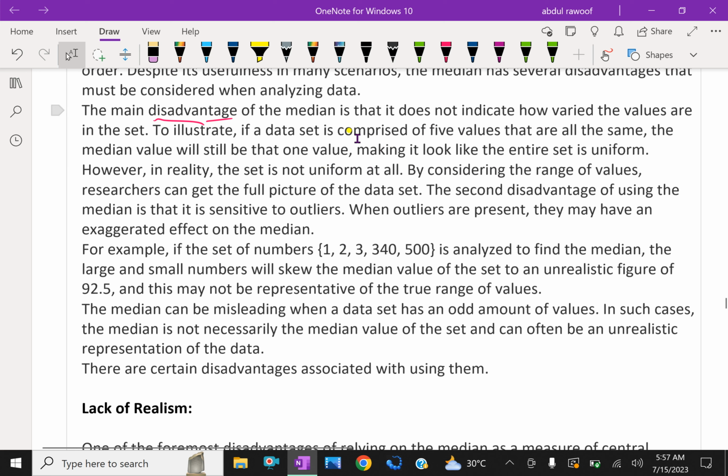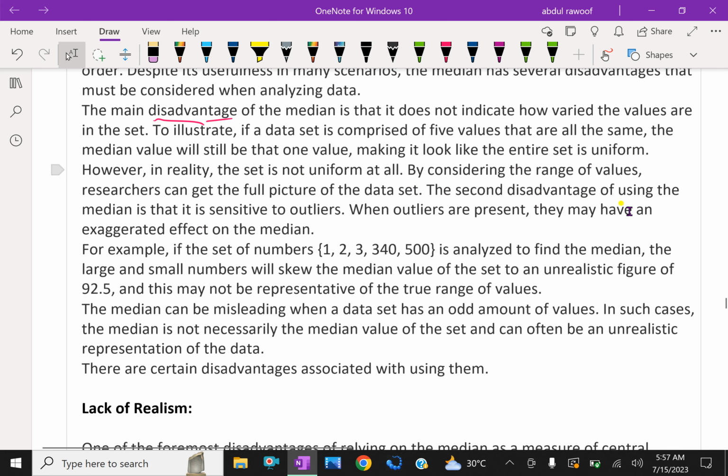That is, a median does not indicate how varied the values are in the set. To illustrate, if a data set is comprised of 5 values that are all the same, the median value will still be that one value, making it look like the entire set is uniform. However, in reality, the set is not uniform at all. By considering the range of values, researchers can get a full picture of the data set.